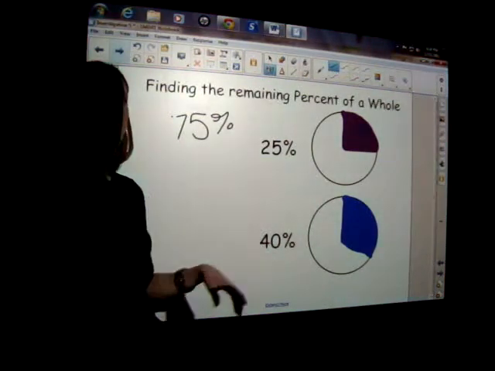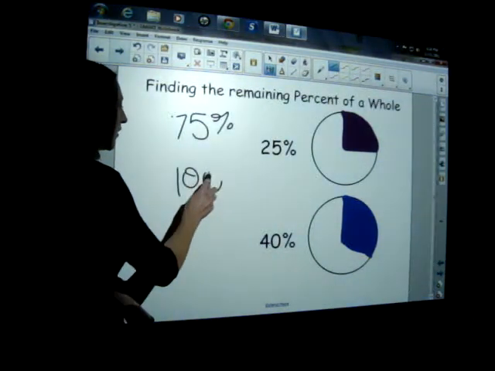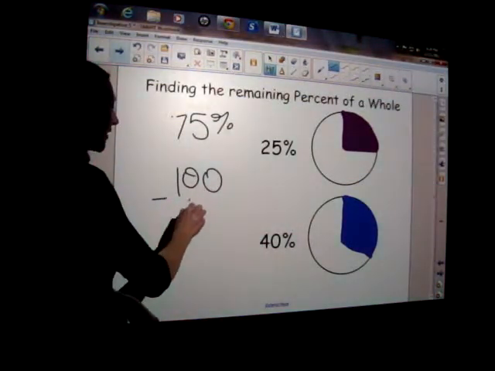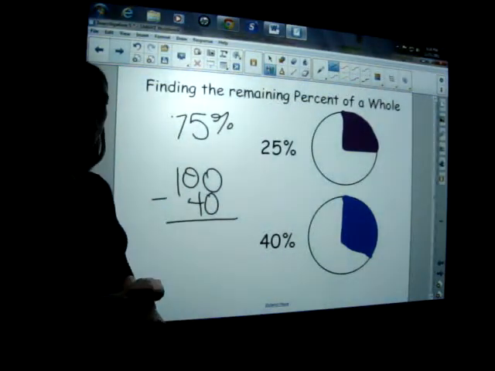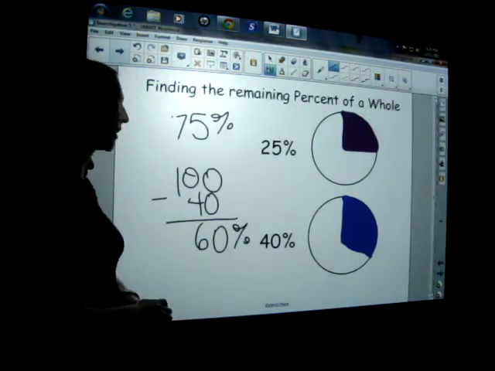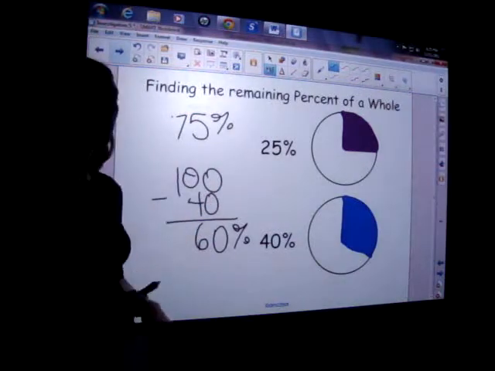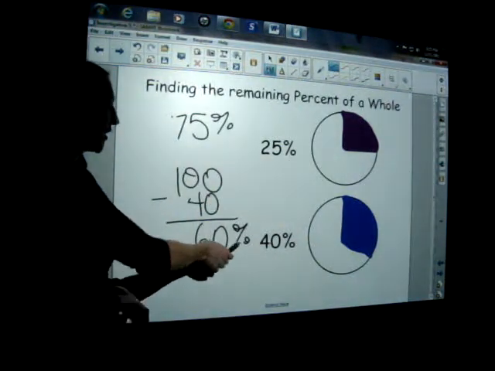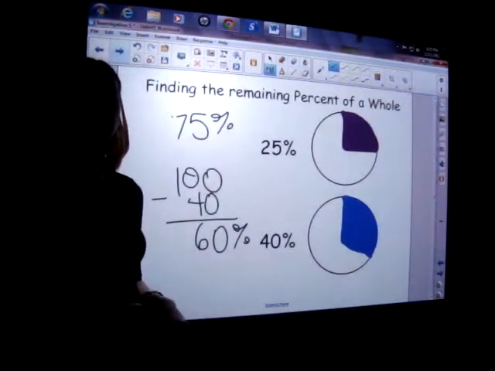If you have 40%, so you have 100, you're subtracting 40, you get 60%. So 100 is the whole, remember? Subtract 40, your percentage that is not shaded is 60%.